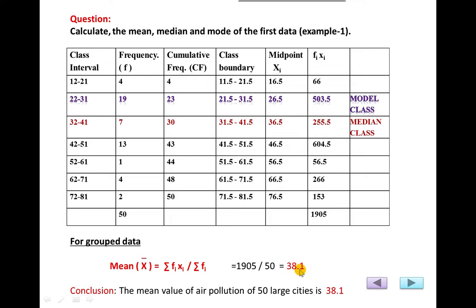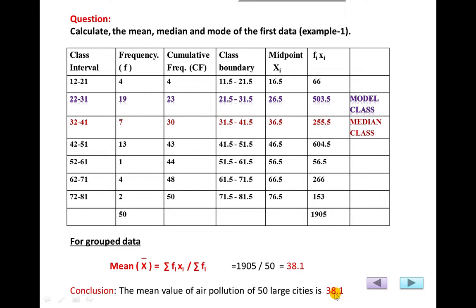And the second last step of the definition of statistics: you know that according to the definition of statistics, first we collect the data, organize the data, present the data in the form of table and graph. You have done this, then analyze the data and then write the conclusion. The conclusion is the mean value. This is the method. First write the method: the mean of air pollution of 50 large cities is 38.1.